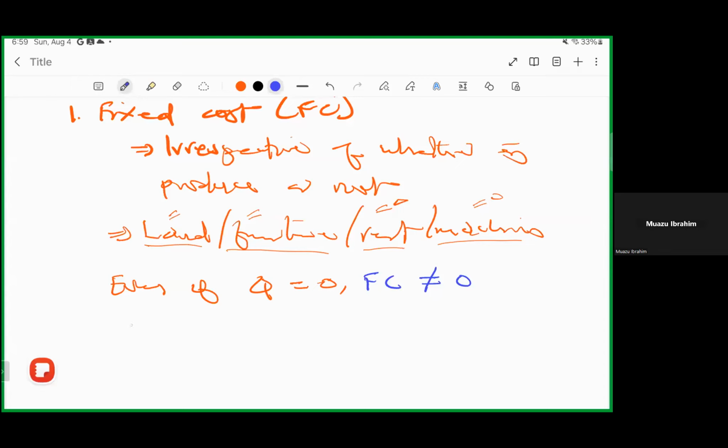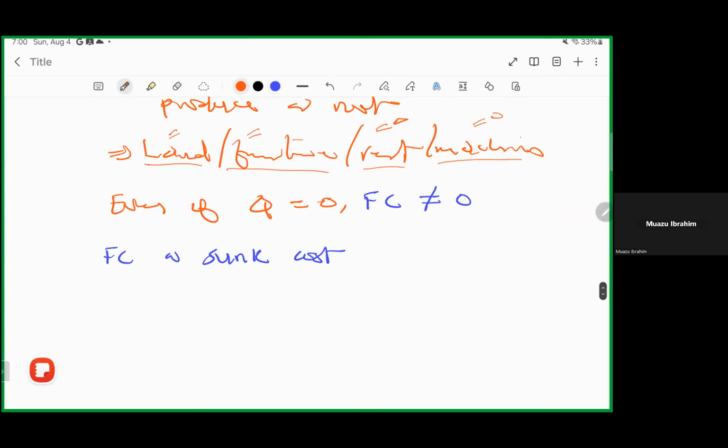In another instance, we can also call fixed costs sunk costs. Some people also say irreversible costs. Now, after this fixed cost, we also have another one that we call the variable cost.